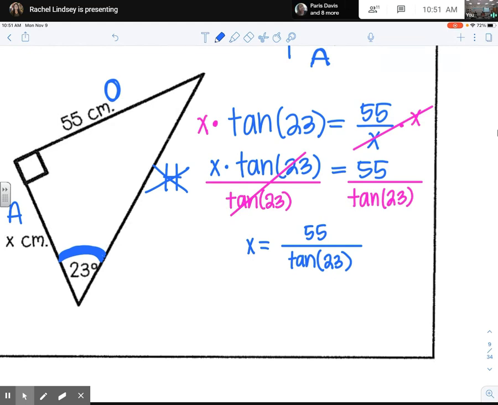Okay, so what did you get for x when you put it in the calculator? 129.6. So 129.6 centimeters.